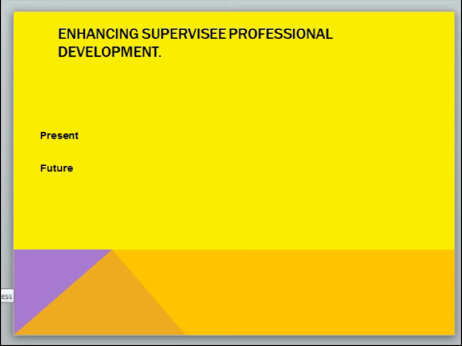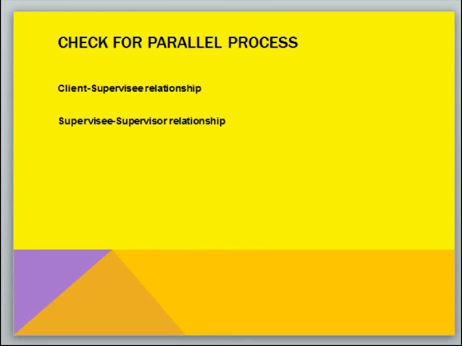Another one, of course, is to check out for parallel process, to check out the client-therapist relationship and how that might be paralleled in the supervisor-supervisee relationship, and how, in fact, the supervisee-supervisor relationship might parallel the client-therapist relationship, and how you can use the parallel process to really have effective supervision.